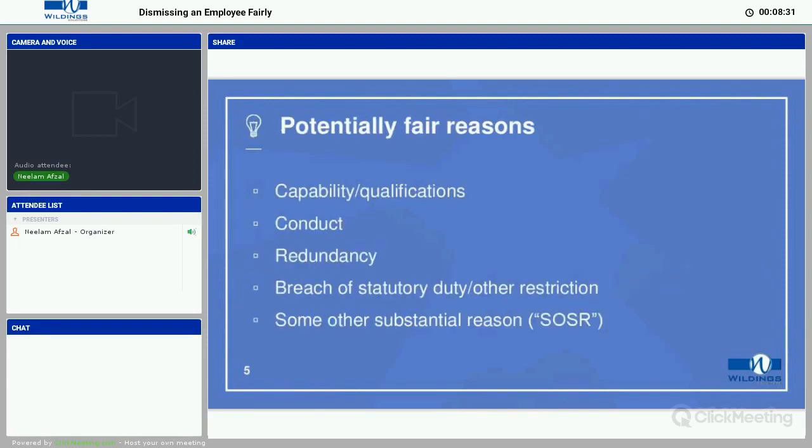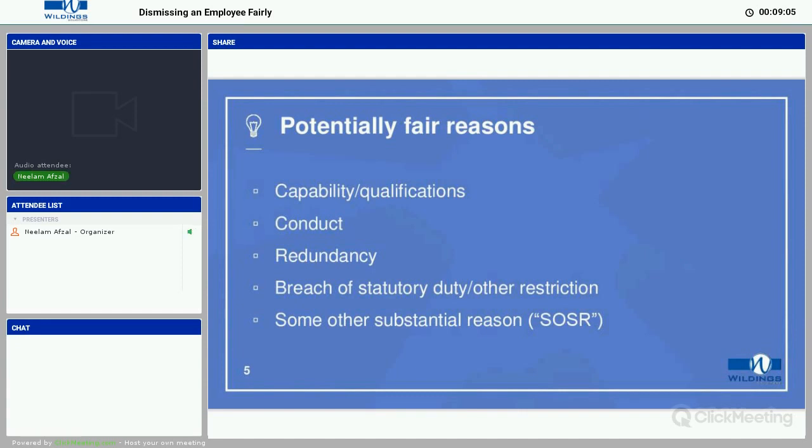So moving on to the 5 fair reasons, we have capability, qualification, conduct, redundancy, breach of statutory duty or other restriction, and some other substantial reason, which is referred to as SOSR. Now there is an overlap sometimes between these fair reasons. So you could have somebody who's got a conduct issue and a capability issue, but it's very important as an employer to identify from the outset which reason you are using, because you can have more than one, but you need to identify the complaint and what the conduct is.